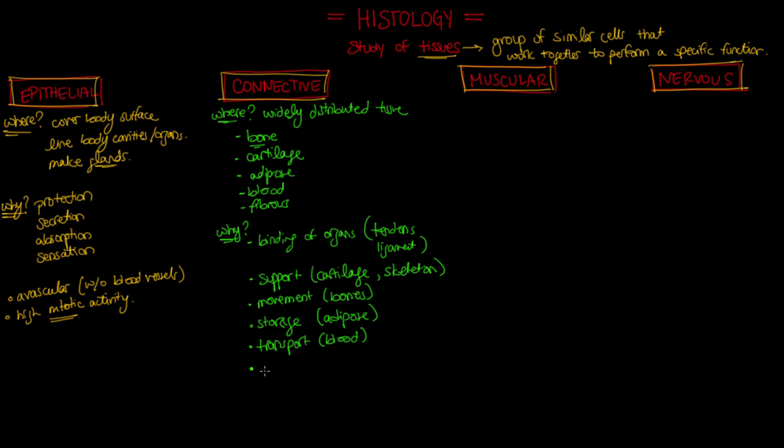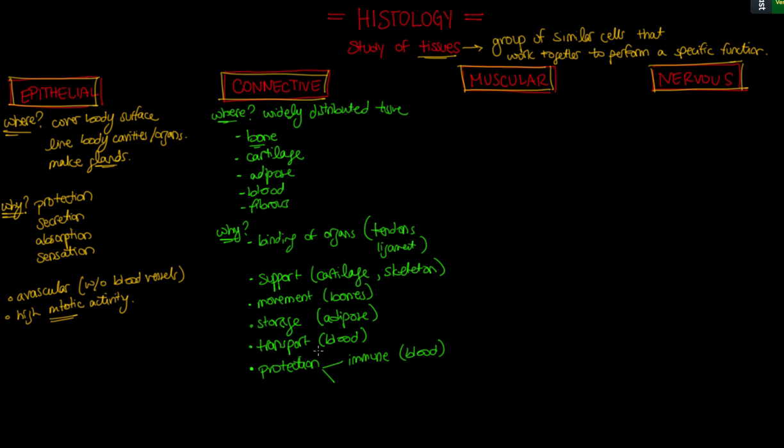And then we also have a really important function for connective tissue, and that is protection. So it's going to offer immune protection. Part of your blood, your white blood cells specifically, are really important in your immune system. And so they're going to help protect your body against any foreign invaders.